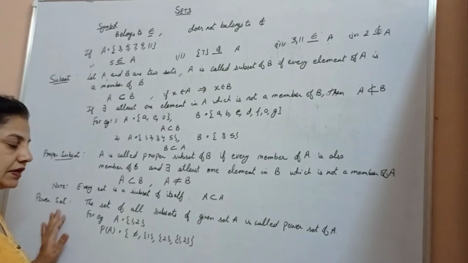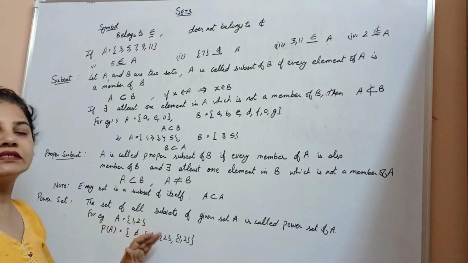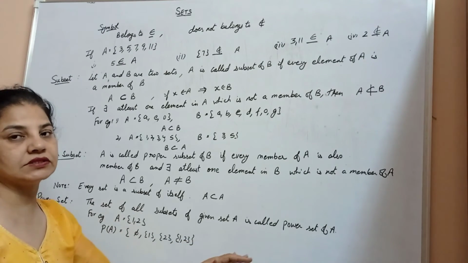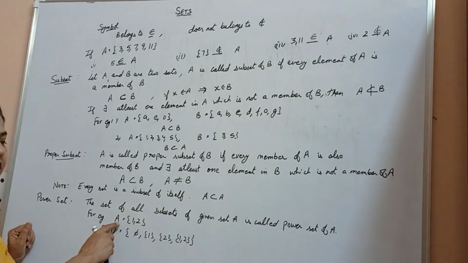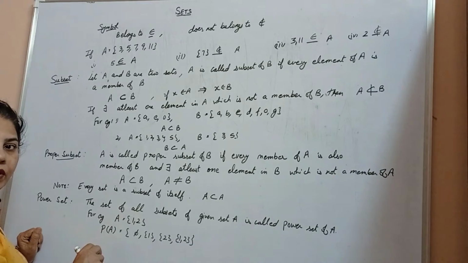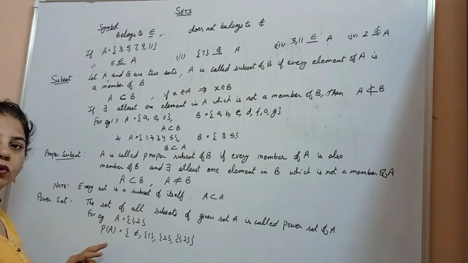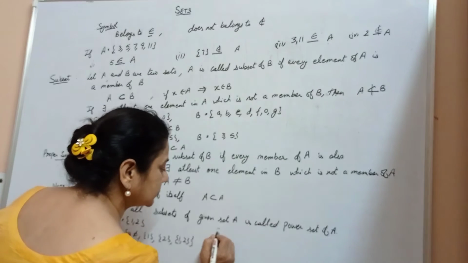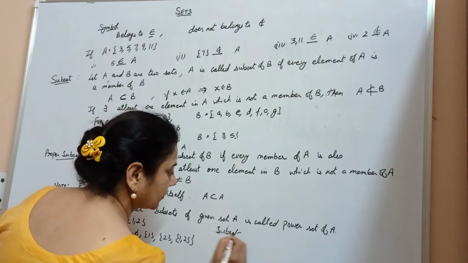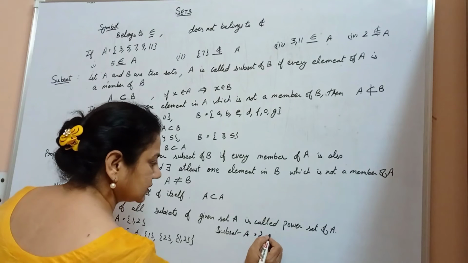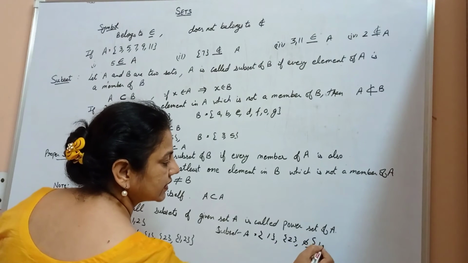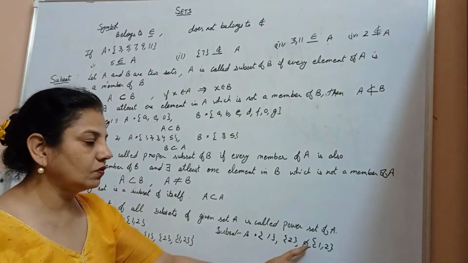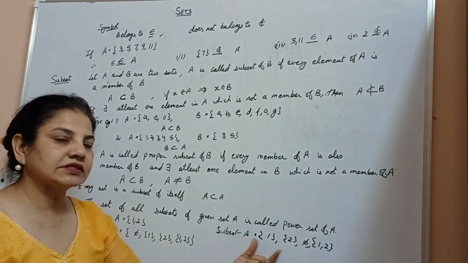Now power set. The set of all subsets of a set A is called the power set of A, and it is denoted by P(A). Say A is a set containing the elements 1 and 2. Then we write all the subsets of A: the empty set, {1}, {2}, and the set {1, 2} itself, which is a subset of A.